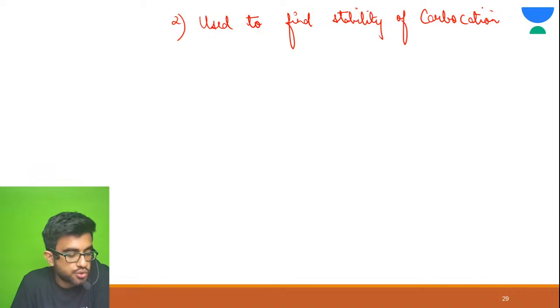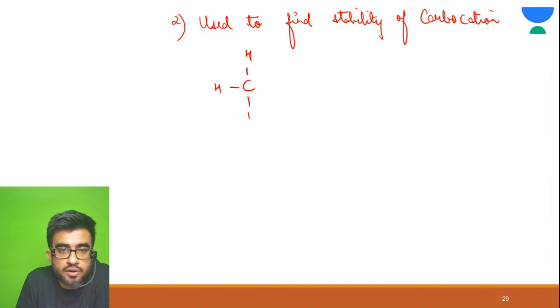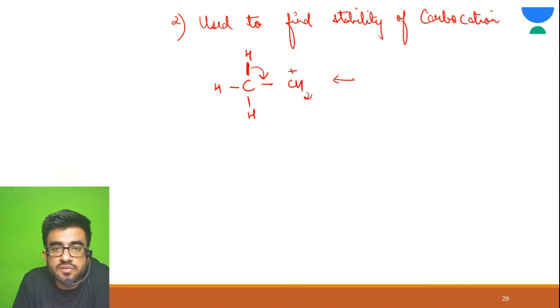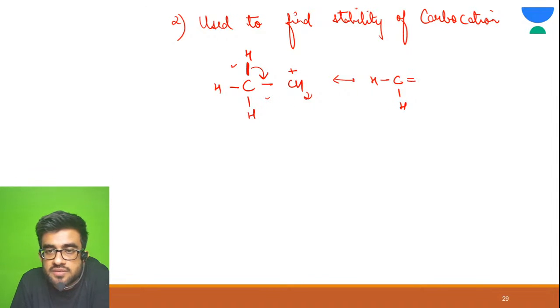How hyperconjugation is possible in carbocation. See here, hydrogen, hydrogen, hydrogen, CH2 positive. Now this is your carbocation. Now what happens? This bond between hydrogen and carbon is shifted to here. This sigma bond is converted into here. So this means it has a double bond, and if carbon is forming 4 bonds, it is stable, and here it is a positive charge. Got it?